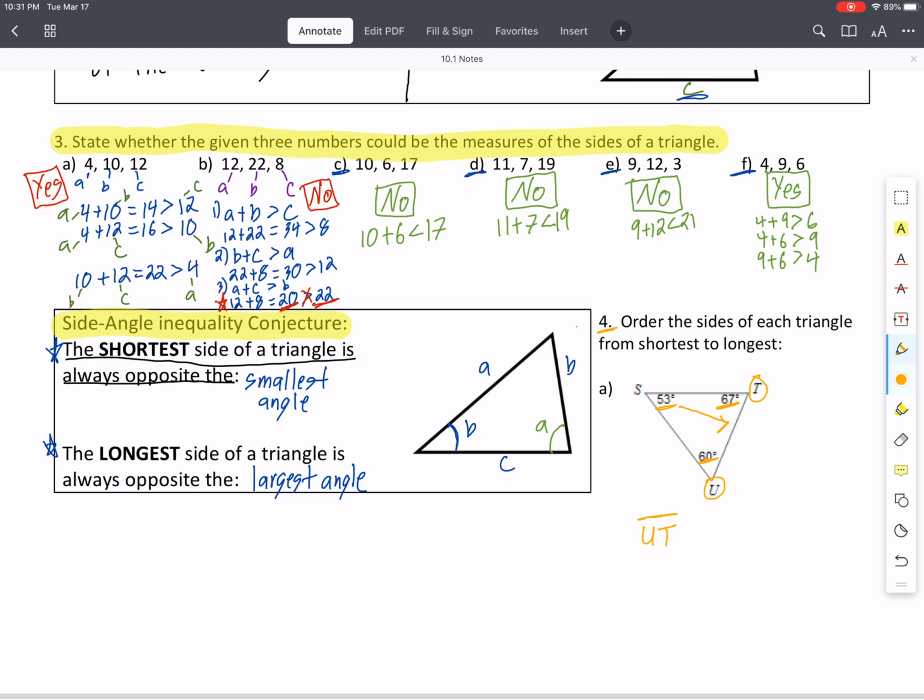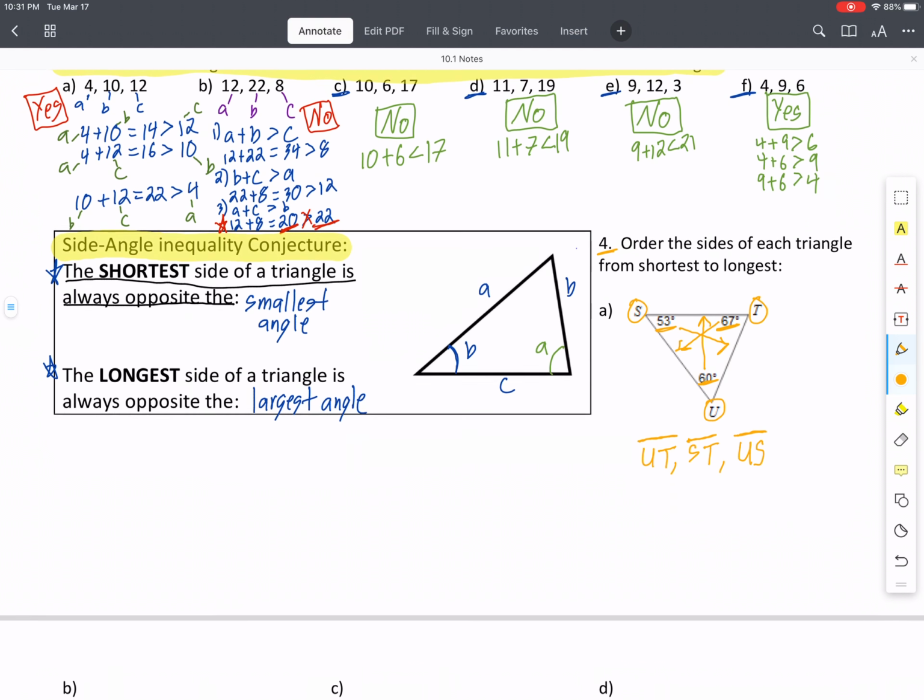And then 60 degrees is next. So that's the middle one. So then we would have it as ST. We'd have a line there. And then lastly, 67 would be the biggest. So that would be US. So those ones would be ordered UT, ST, and then US.